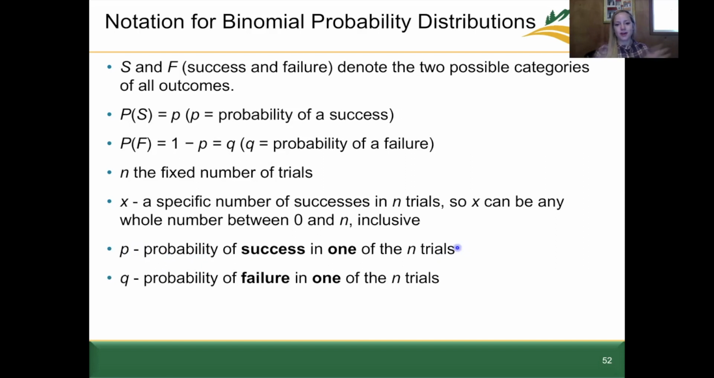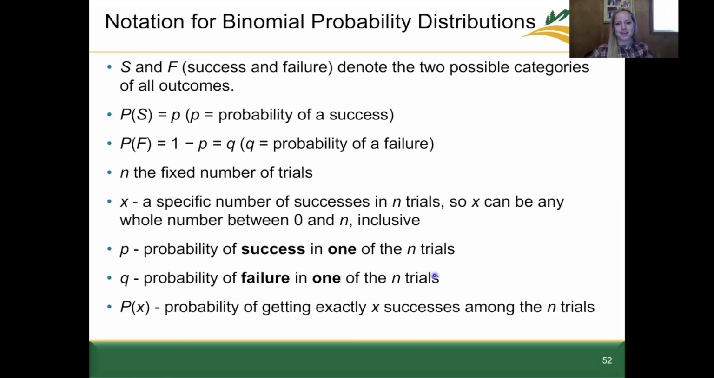Similarly then, we have all of our n number of trials. Lowercase q is the probability of failure in just one of those trials. And remember, for binomial distributions, the probability of the outcome of one trial does not impact the probability of the outcome of another trial. Okay, just a little bit more notation here.